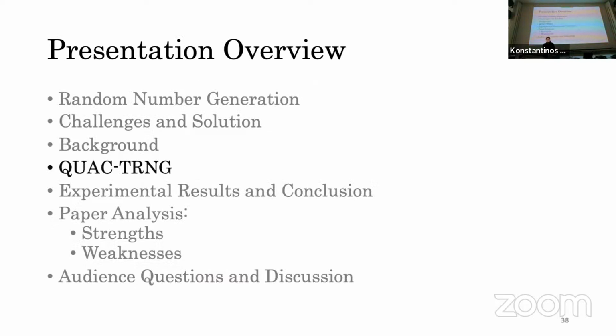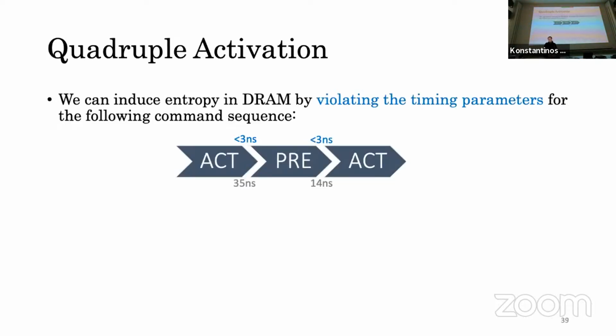This concludes the background knowledge, and now we can dive right into exploring QUAC-TRNG. So the main idea behind QUAC-TRNG is to issue a series of activate, precharge, activate commands that you have seen before to DRAM while significantly violating timing parameters. This you can see in this graph. At the bottom in gray are the timing parameters that you are, quote unquote, supposed to use. And on the top are the timing parameters with which these commands are actually issued.